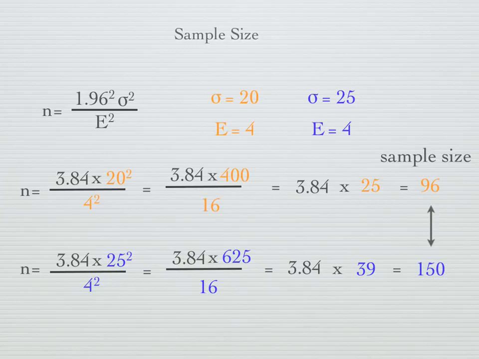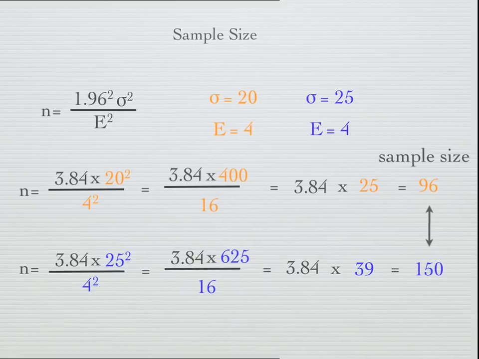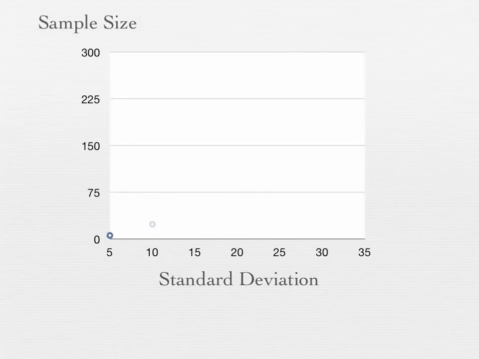Now, when we look at the standard deviations going from 20 to 25, and we compare that with the increase in sample size, we see that the sample size went up a lot more than the standard deviation did. So let me make a little graph of this as well. So we can see as the standard deviation increases, the sample size goes up more.